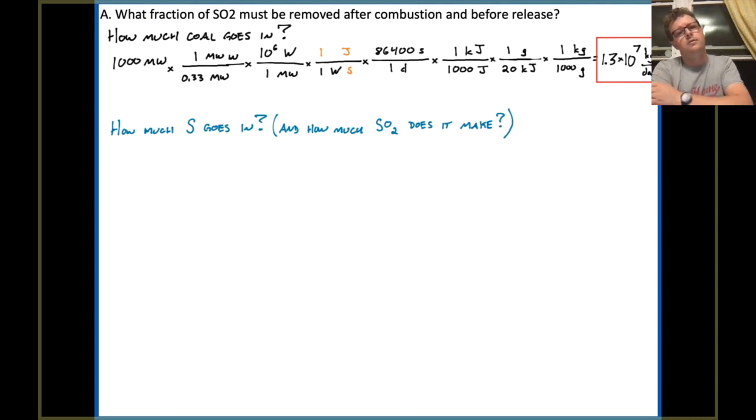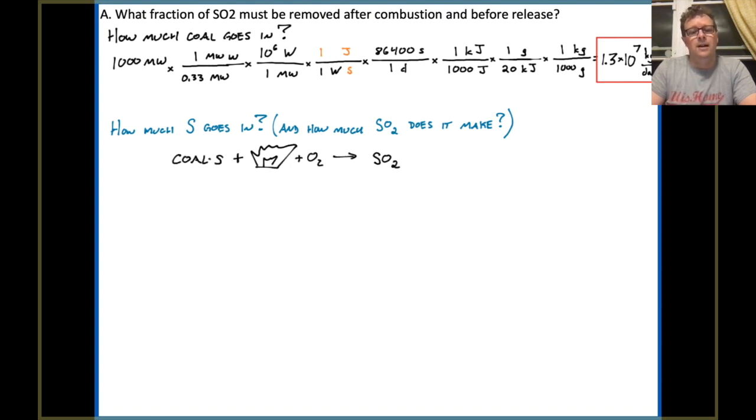Okay, so how much sulfur dioxide are we actually generating here? This requires us to think about how much sulfur goes in, but also the fact that inside the combustion chamber, that coal-bound sulfur plus a beautifully drawn bit of fire here in the middle, plus oxygen is going to generate sulfur dioxide. So that's the key reaction that's taking place inside of the combustion chamber in terms of the sulfur story.